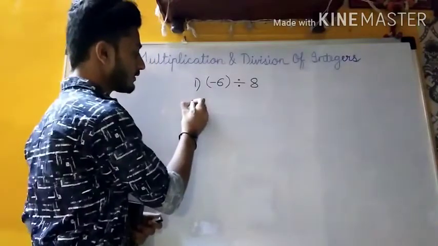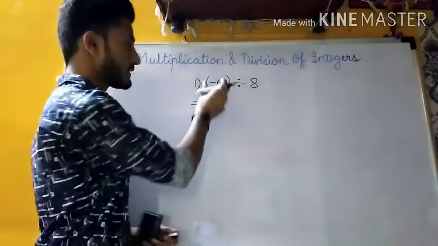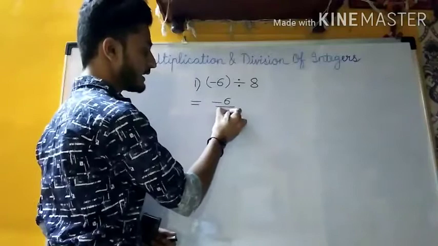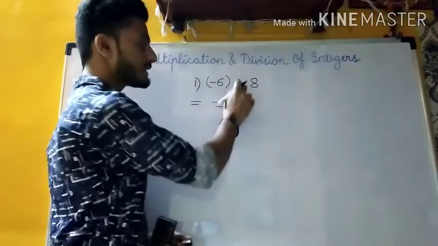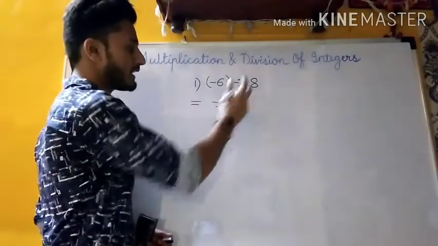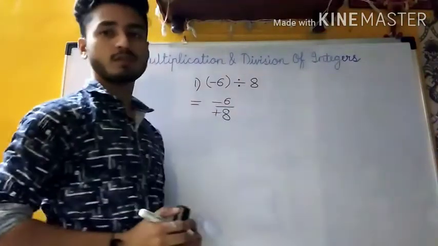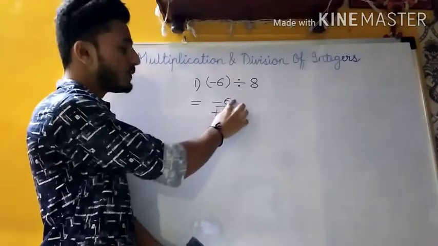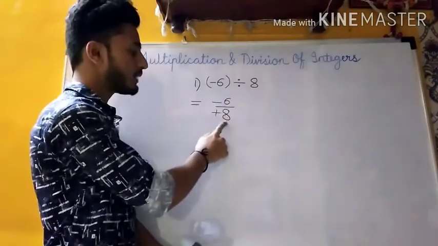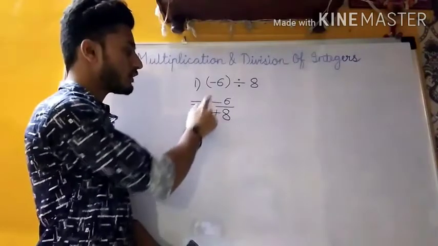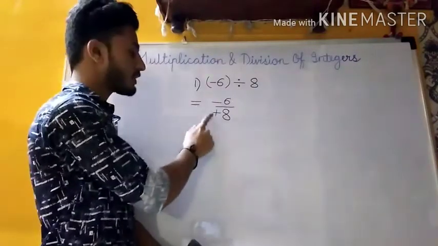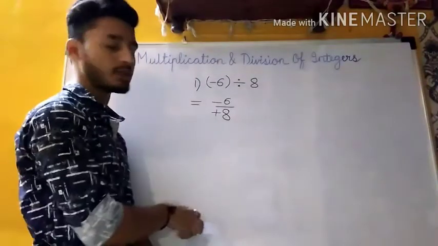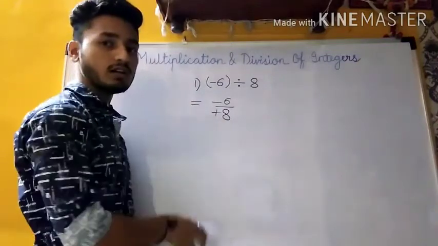Okay, so what is the numerator here? Yes, -6. So I'll write -6 here upon what is the denominator? Yes, 8. Okay, and since 8 is not having any sign, we'll assume it is positive. Now look at this question. The numerator is having a negative sign and the denominator is having a positive sign. Both are opposite signs, and since the signs are opposite, what answer are we going to get in the final? Yes, we are going to get a negative answer, because opposite signs will give you a negative answer.